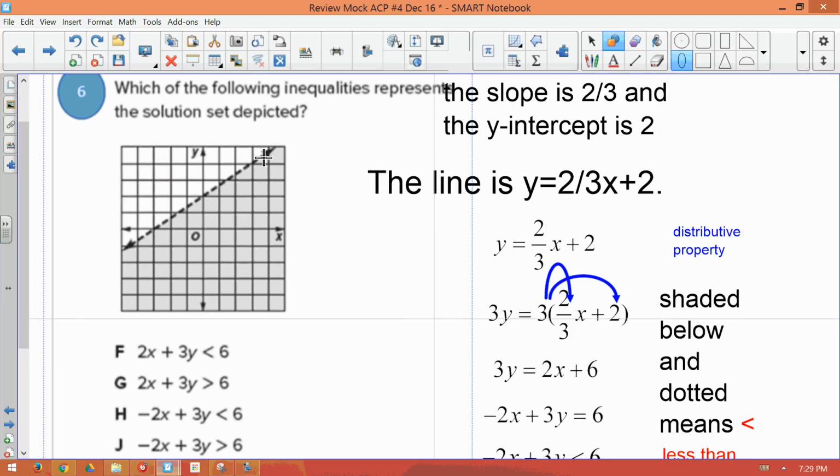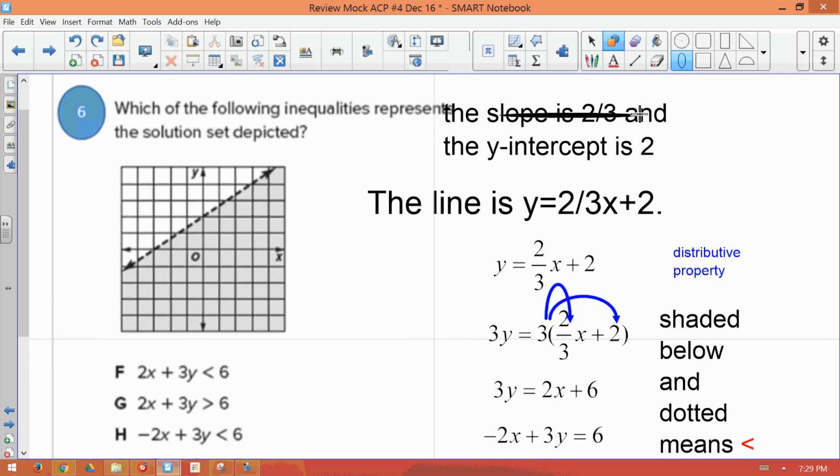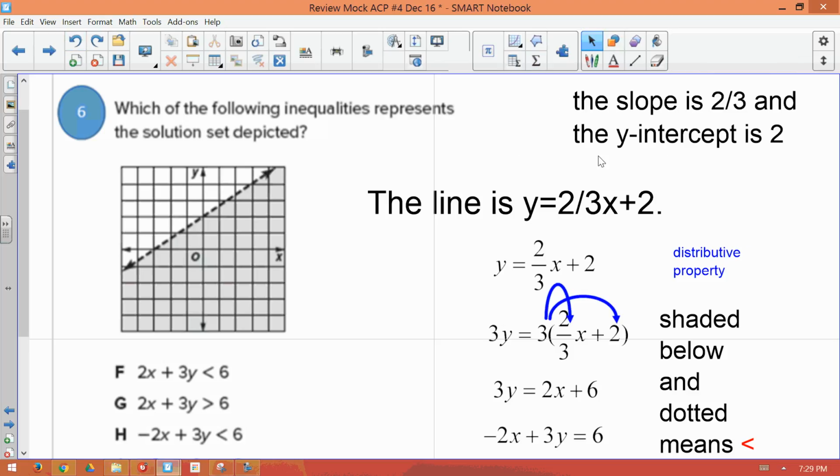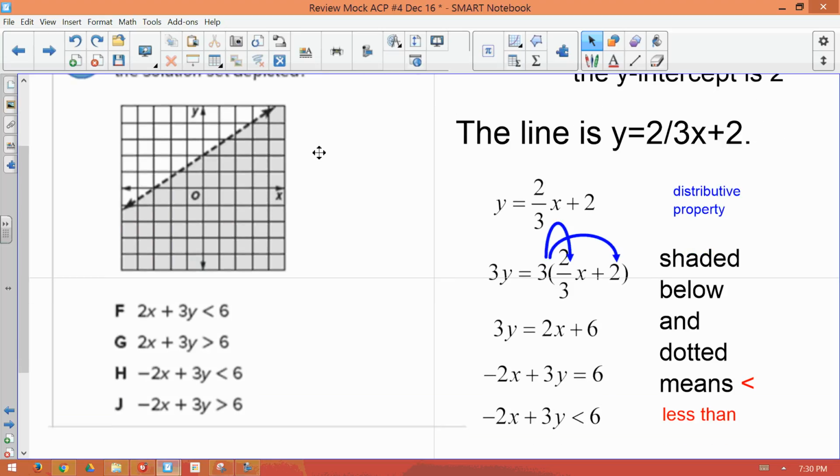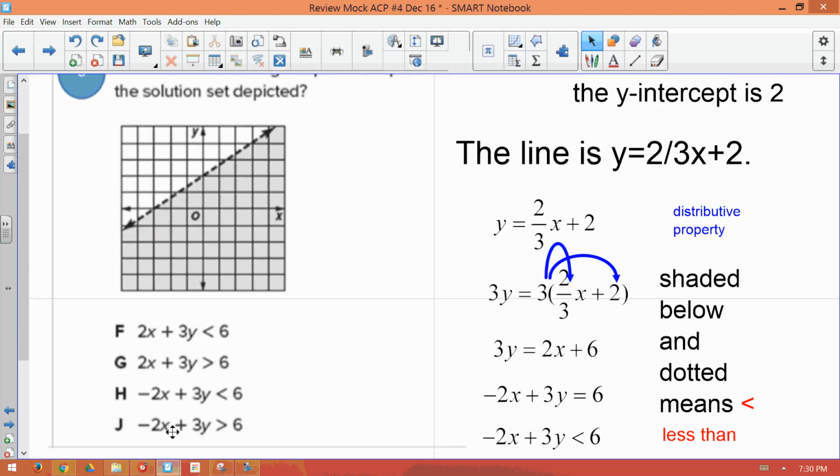Which of the following inequalities represents the solution set depicted? Okay. So here's the graph, and here are the 4 inequalities. Now I'm already thinking this thing is shaded below. So if it's shaded below and dotted, that means it's going to be a less than, which means I can pretty much rule out this one, and this one, and that one. So it's probably going to be either F or H.